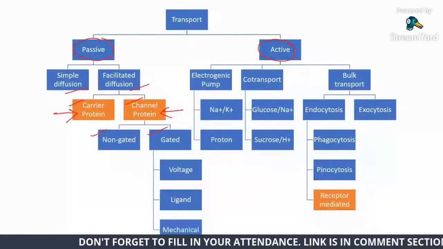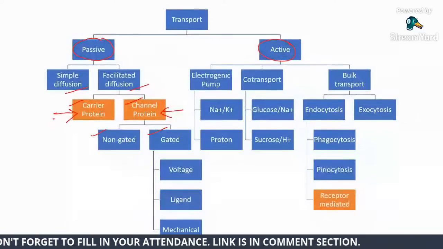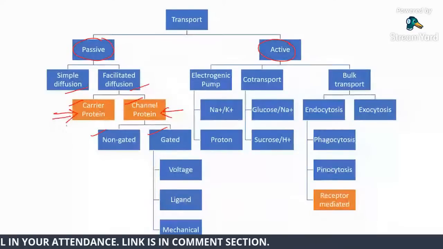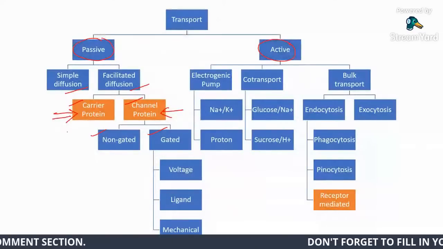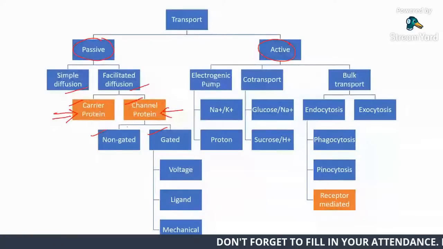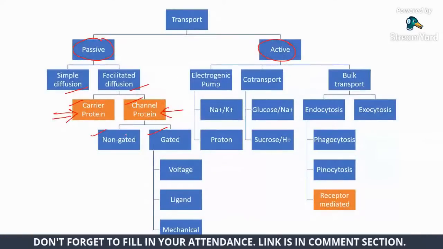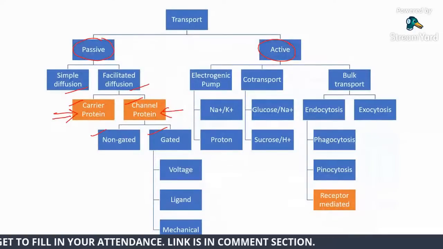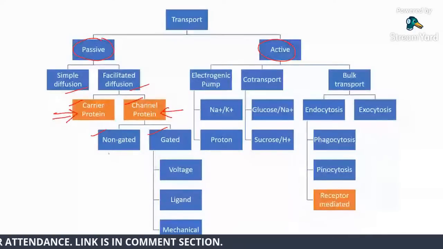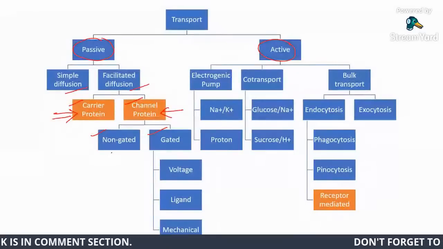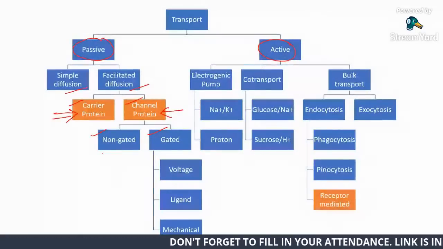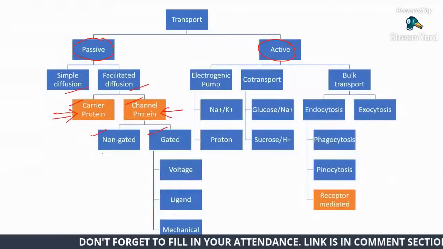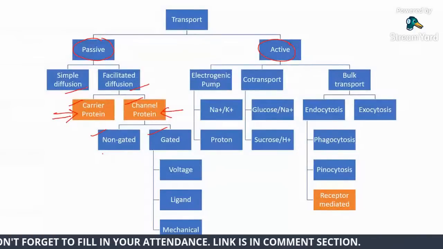Carrier protein will change shape, and it is usually due to the binding of a substance or due to the binding of a phosphate group, right? However, channel protein does not change shape. Even though it does not change shape, it can have a gate. It's just like your house, okay? Your house is not changing in shape, but you can open your gate or close your gate, okay?